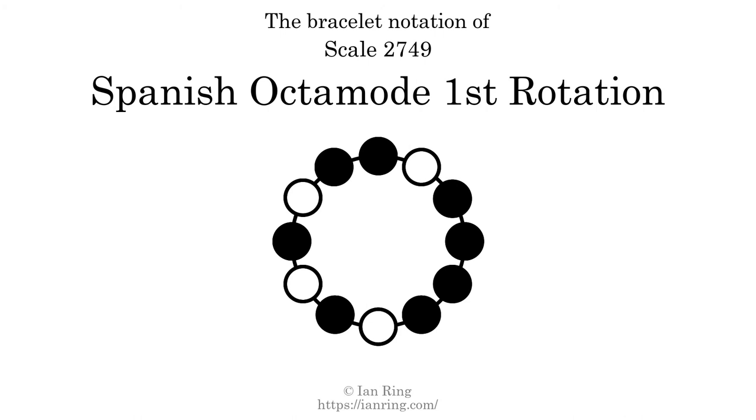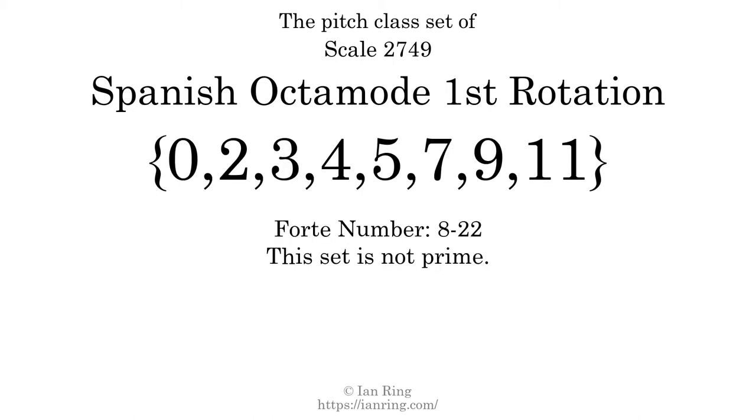This is a bracelet notation diagram of scale 2749. The shaded circles represent tones that appear in the scale, and they are read clockwise, starting at the top. The pitch class set for this scale is 0, 2, 3, 4, 5, 7, 9, 11.